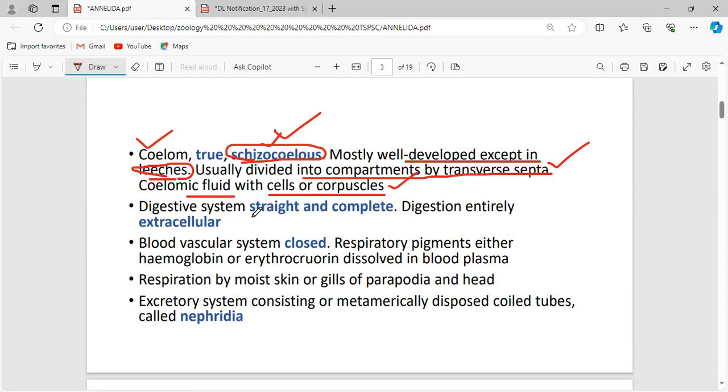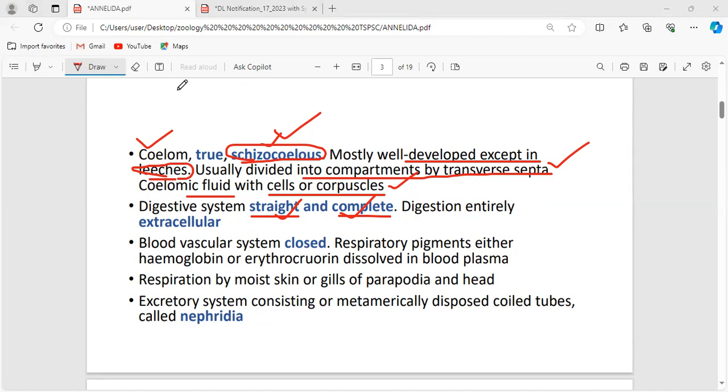Now, the digestive system is straight and complete. What is it? The digestive system is straight and complete. What is a complete digestive system? A complete digestive system means starting from the mouth and ending with the anus.